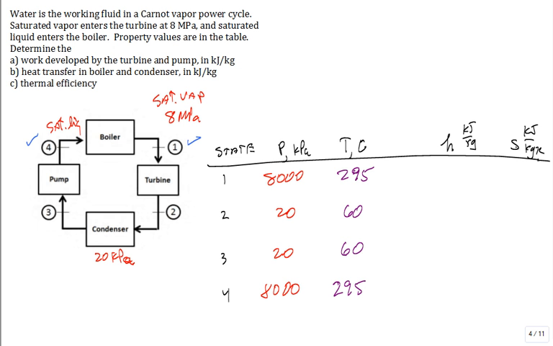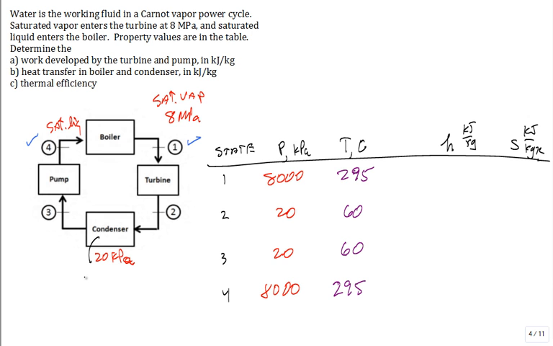Yes, sir? For state 2 and state 3, the pressure at 20 kilopascals, where did that come from? I didn't write it in the problem statement. I said it verbally that the condenser pressure is 20 kilopascal. When I show you the table on the next slide with all the values, it will show the 20 kilopascal that I intended to write in the problem statement. Make sense? Yeah. All right.